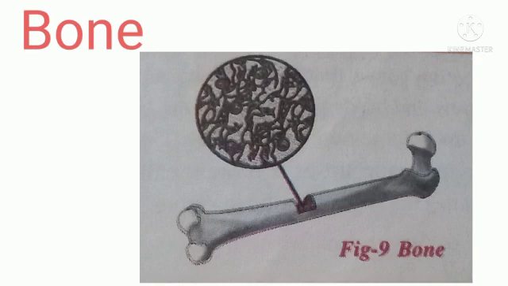I repeat once again, children. Bone tissue forms the framework to support our body. It is so hard. It is a major component of the skeletal system. It is made up of calcium phosphate and calcium carbonate. These two salts are secreted by bone cells called osteocytes. These osteocytes are present in bone marrow.